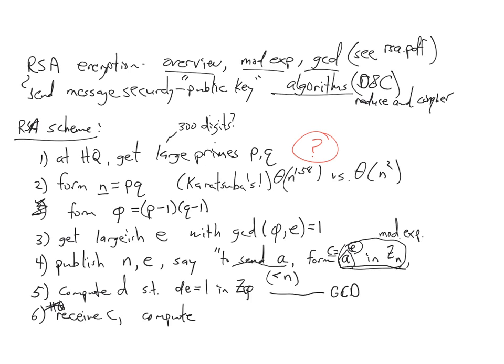We just compute C to the D in Z sub n. So that's another one of these modular exponentiation operations, and it turns out that's equal to A. So that's all there is to it. So that's the general scheme.